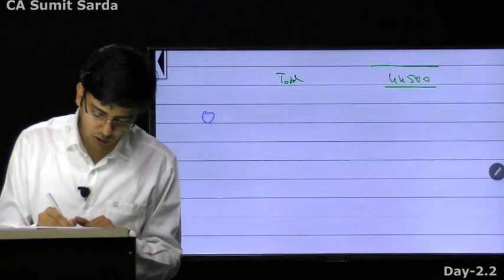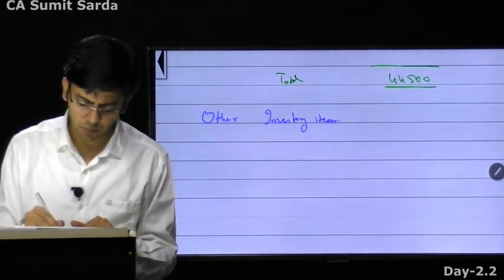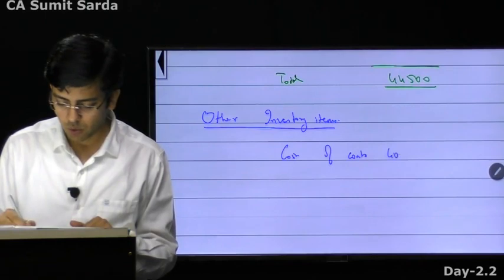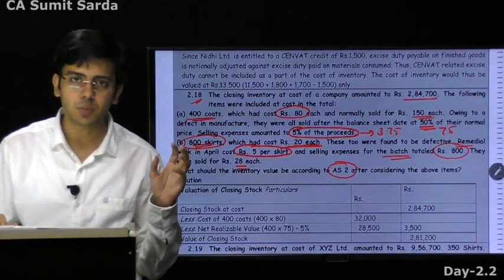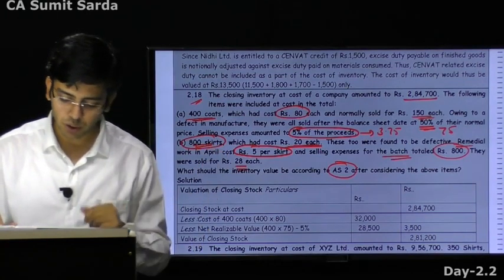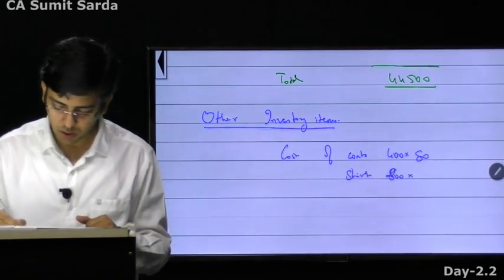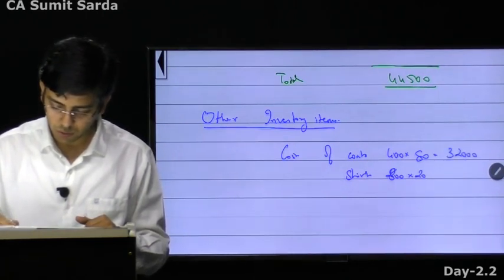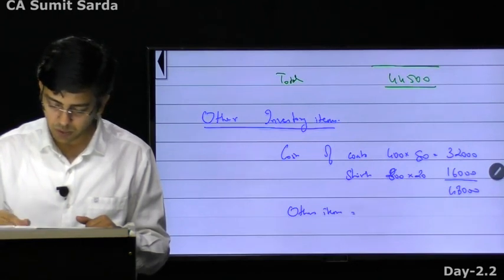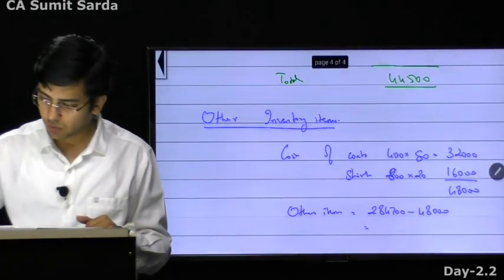So what were these other inventory items in my books? The other inventory would have been, let's say, what was the cost of coats included? 400 coats. And the 284,700 would have measured it at cost. I believe the management doesn't understand how AS 2 is to be applied. It is our duty to do it. So even in the exam, 284,700 will be included at cost, which is 80 rupees. And if I talk about skirts, it will be 800 skirts at 20 rupees. So that makes it 32,000 and 16,000, 48,000. So other items will be 284,700 minus 48,000, correct?